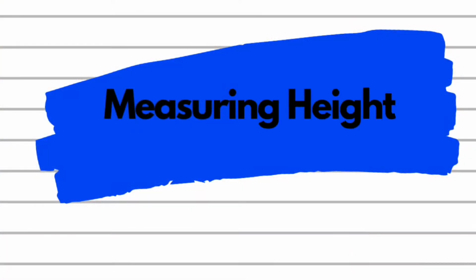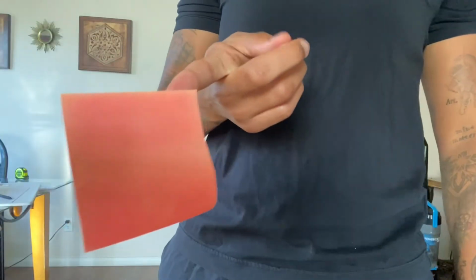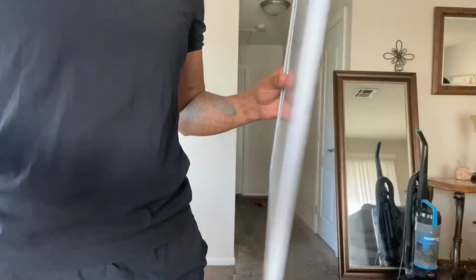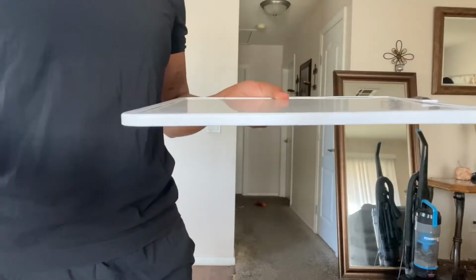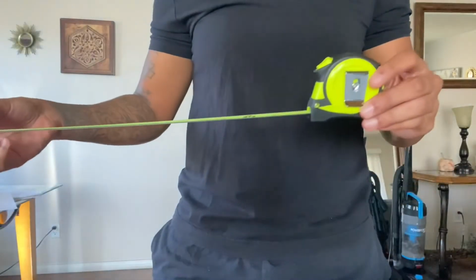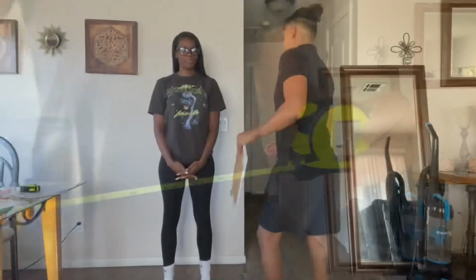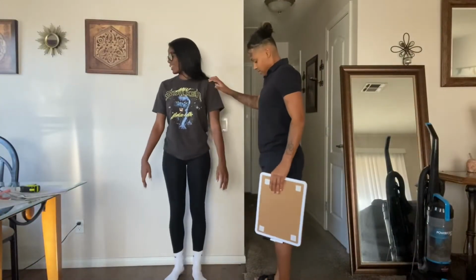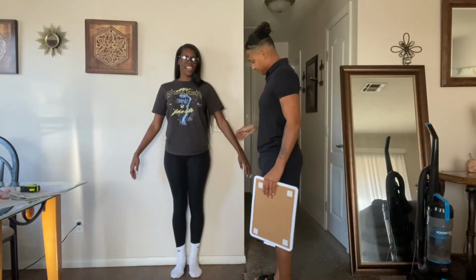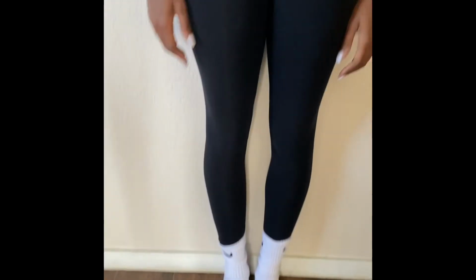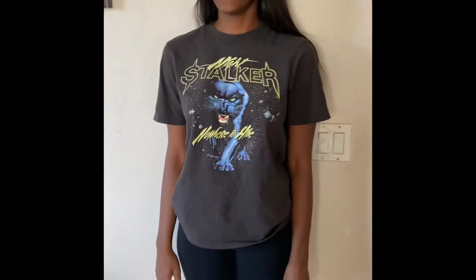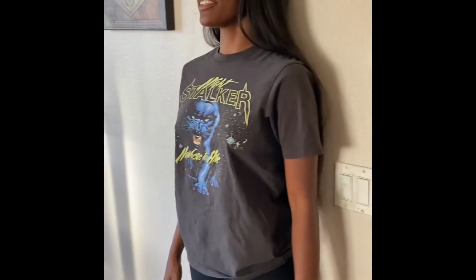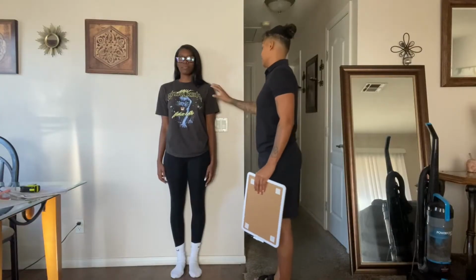To start off, I'm going to talk about measuring height. As you can see in the video, I started off by using a sticky note to mark my place, a whiteboard to rest on top of the head, and a measuring tape to get an accurate measurement of how tall my client is. I had her stand with her heels against the wall, back and shoulders, as well as head against the wall, making sure that she had straightforward vision.